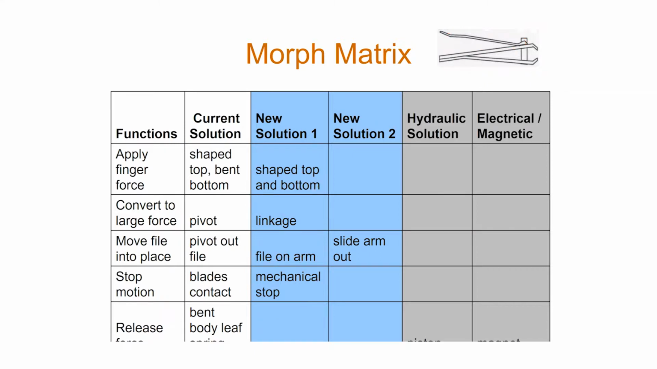We can also organize them according to energy domain. So for instance, for the concept of releasing the force, we might have a hydraulic or pneumatic solution that uses a piston and cylinder, or we might have some way of releasing the force by activating a magnet somehow. And so these represent different energy domains besides the purely mechanical energy domains represented by the first 3 columns of solutions.